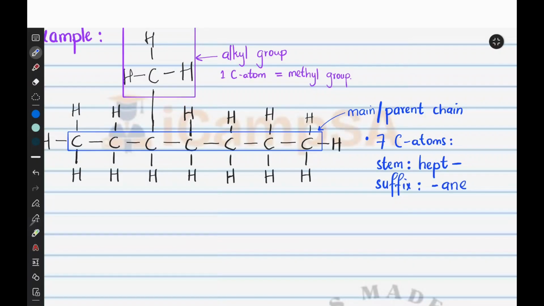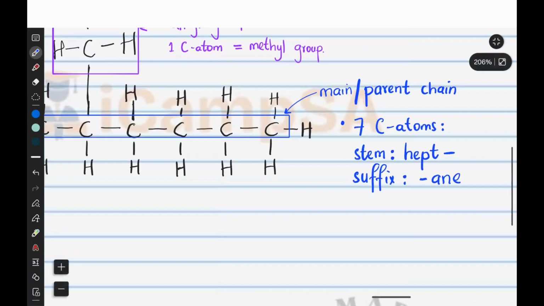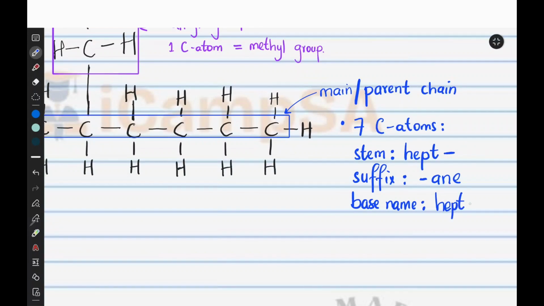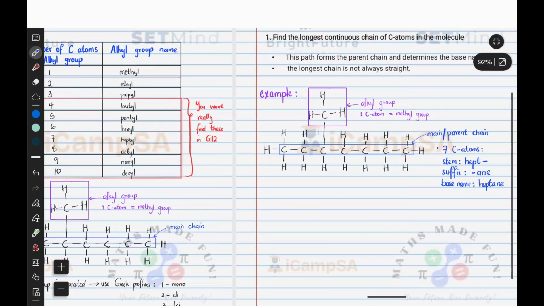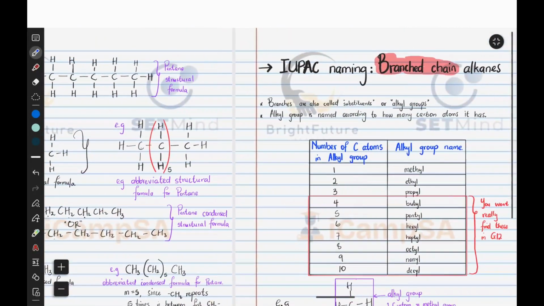So if you remember from a straight chain alkane, we would usually have a base name where we take the stem plus the suffix and we get heptane. So the name of our longest carbon chain is heptane, right? That's where we start. What's our longest carbon chain, and therefore what is its base name? Its base name is made up of the stem plus the suffix, similar to how you would name a simple straight chain alkane.